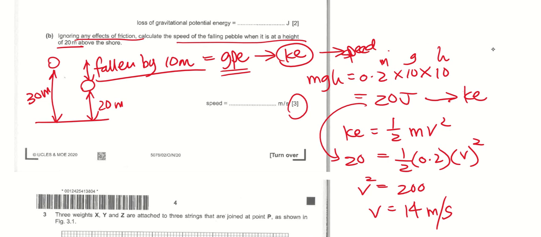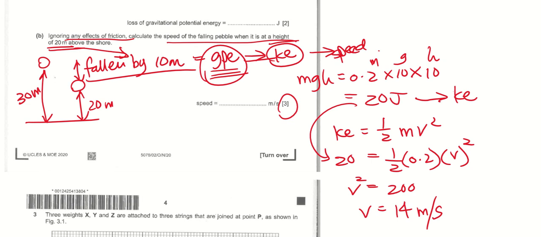Firstly, when it is at a height of 20 meters above the shore, that means it has fallen by 10 meters. This is what you need to know. And this is the amount of GPE that is being transferred to the KE, right? And if I know the KE, then using the formula half mv squared, then I can find the speed. So exactly how much GPE has been transferred to KE, I apply my MGH again.